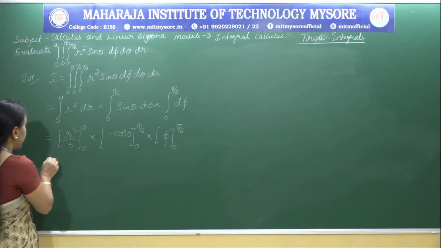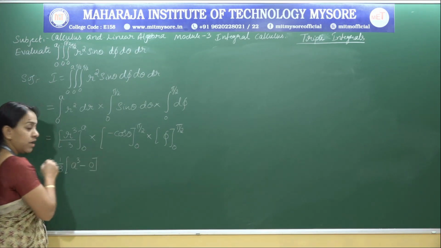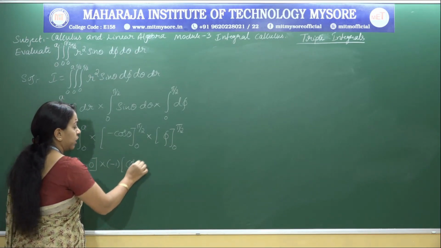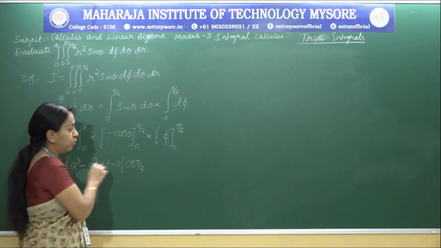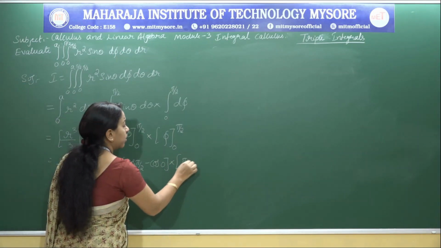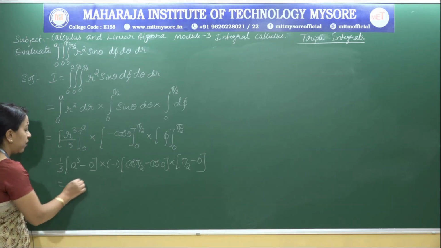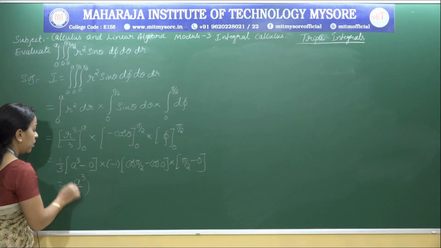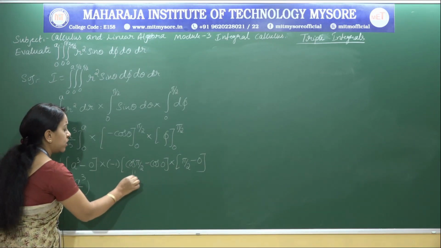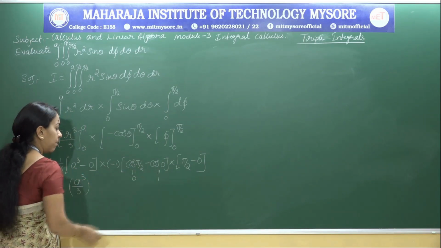Now apply the limits. 1 by 3 common, upper limit a cube minus lower limit 0, into minus 1 common, cos pi by 2, theta should be replaced by pi by 2, minus cos 0, into pi by 2 minus 0. Upper limit minus lower limit. So we are left with a cube by 3 into cos pi by 2. We know that cos pi by 2 is 0 and cos 0 is 1. So minus of minus plus 1.